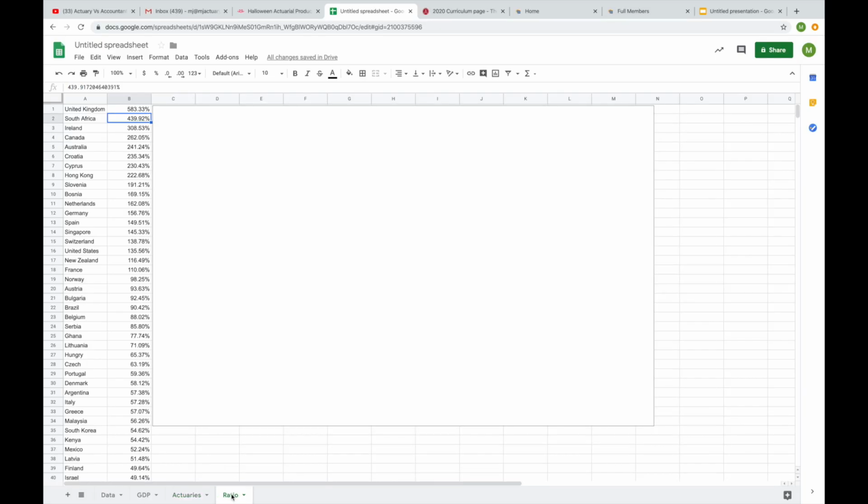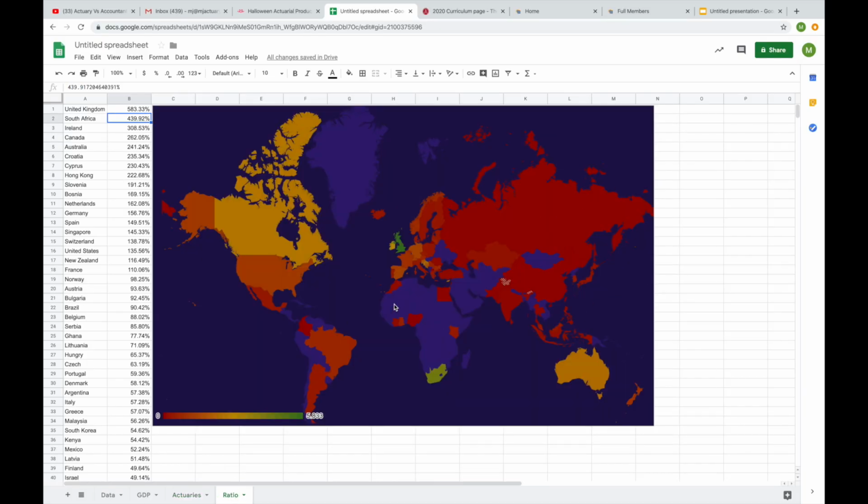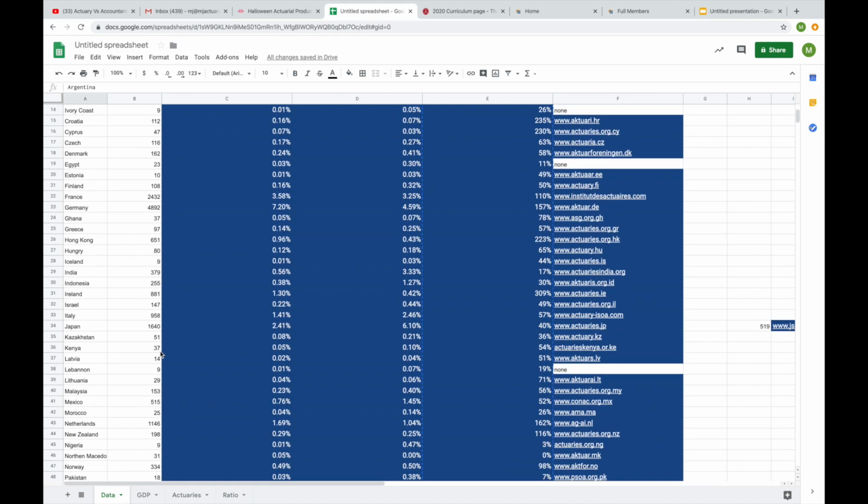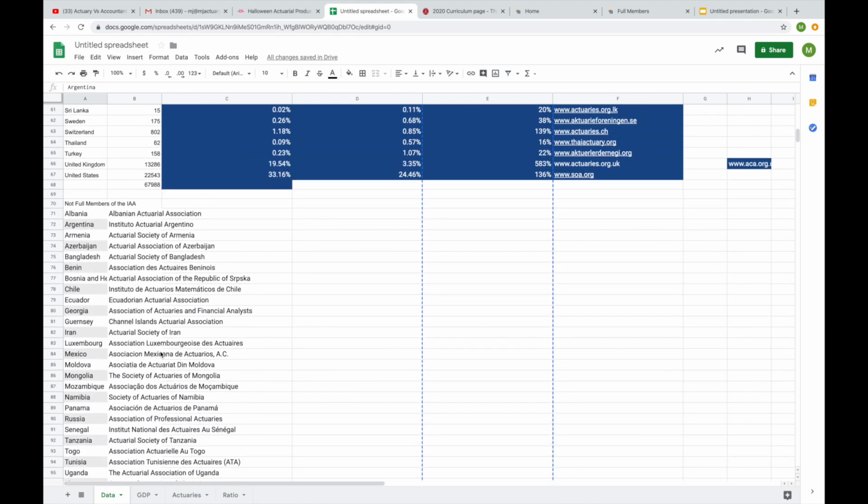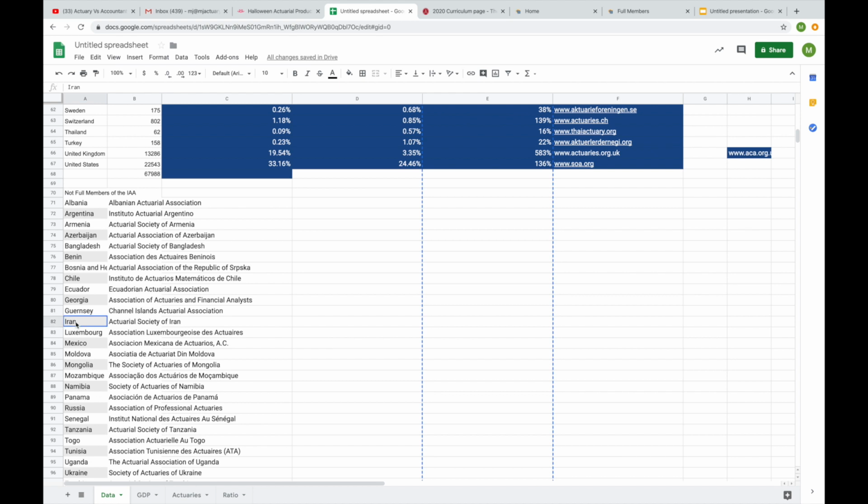Coming back to the map, you can see some interesting things. For me, one of the big things was that in the Middle East, we don't tend to have actuarial societies. Now, there is Iran. So Iran does have an actuarial society. It's a partial member, not a full member of the IAA. But you look at countries like Saudi Arabia, UAE, these are big hitters in the amount that they contribute towards the GDP.